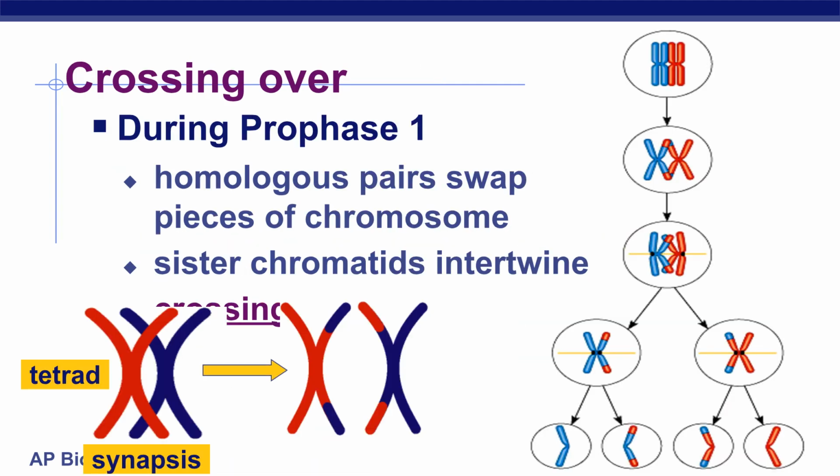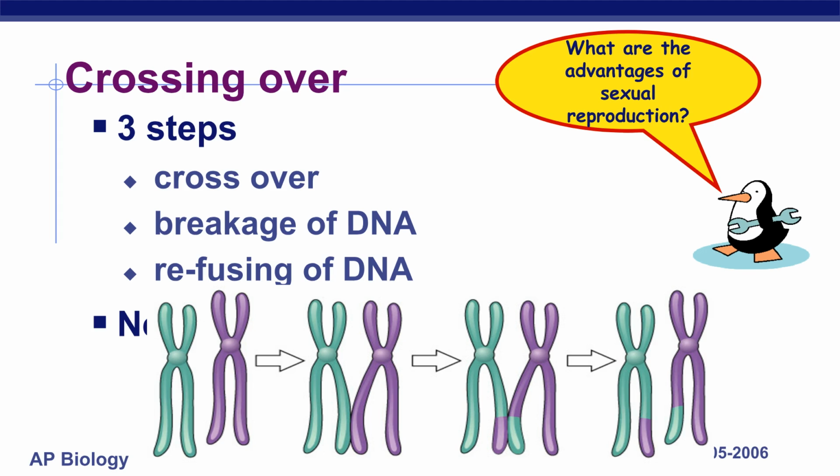Crossing over occurs during prophase I, when homologous pairs swap pieces of chromosomes. The sister chromatids intertwine, leading to genetic recombination. This process is essential for genetic variation. Crossing over involves 3 steps: crossover, breakage of DNA, and refusing of DNA, resulting in new combinations of traits.